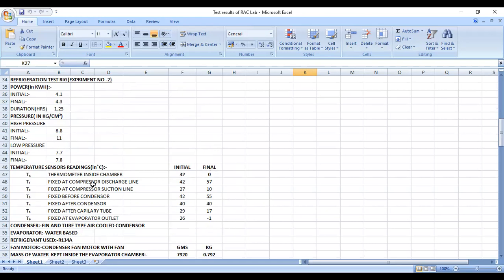Fixed at the compressor discharge line, means after the compression, it shows the temperature, the maximum temperature is 42, and finally after 2 hours of running, it becomes 57. But at the compressor suction line, it is 27, and finally it becomes 10 only. That also reduced considerably. Before the condenser 23, 28, and finally it was 58. This also increased to a certain extent. After the condenser 30, then 40. Initially 49, and finally 47. Evaporator outlet 6 to -1.